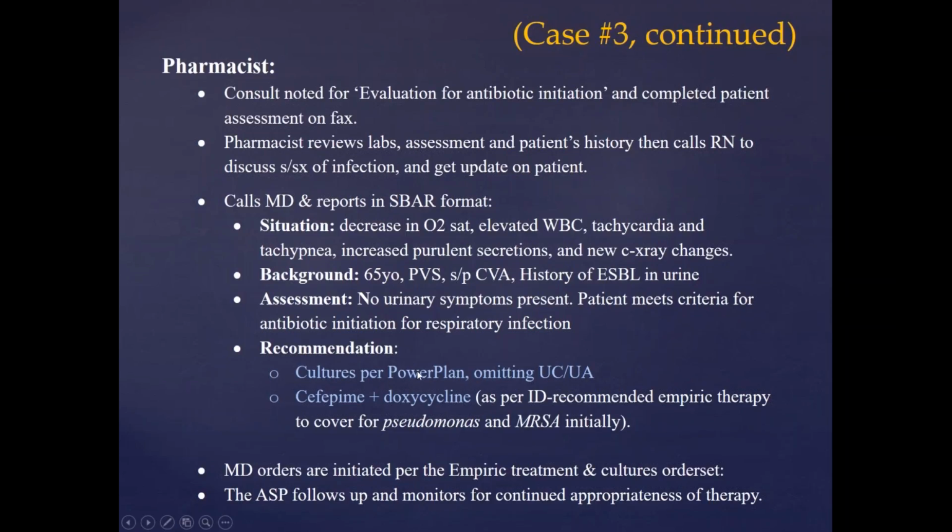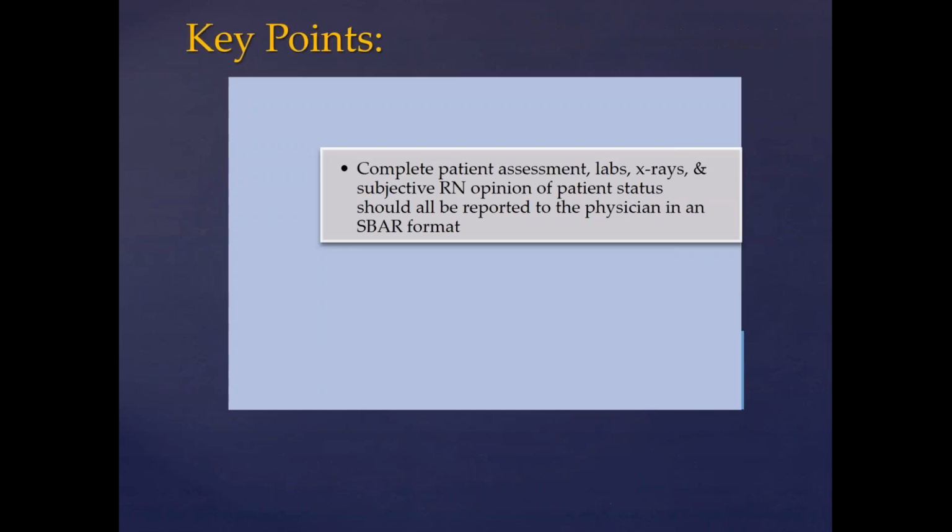And so here they're ordering the cultures per power plan, and they decide to omit the urine culture or UA. We caution with that because sometimes you think it's respiratory, and then the pulmonologist comes in and says, it's not respiratory, where's the urine? So if there's any doubt, you should get the cultures from both sites. And then appropriate antibiotic therapy is initiated, and the ASP will follow up for streamlining.